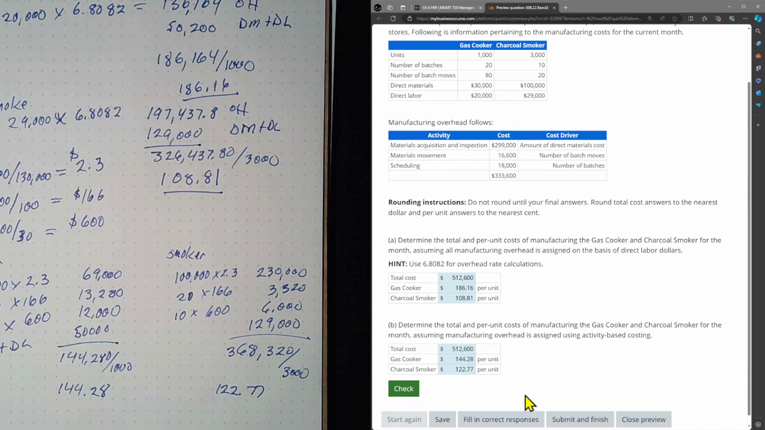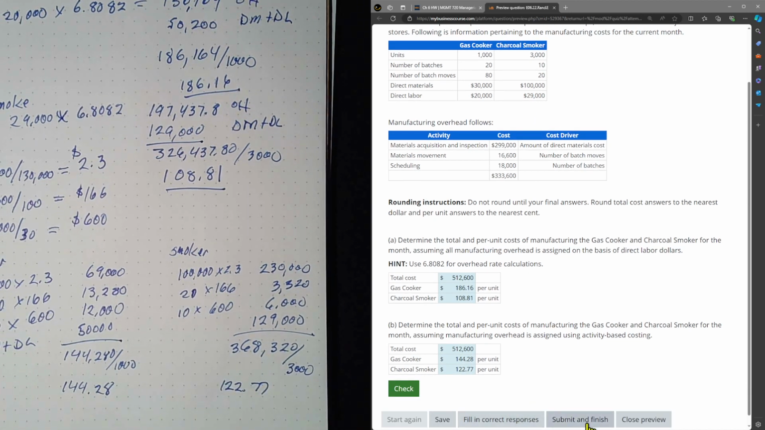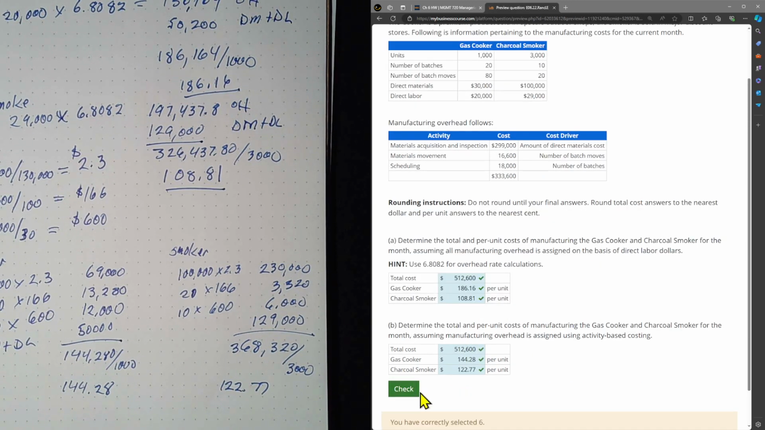I don't know. I think I may have done something wrong here, but let's check. Oh, nope. Right on the money with all of them. I was figuring that this didn't look quite right, but I guess it did. So going from one cost driver to the second cost driver, we are under costing the charcoal smoker. It actually costs us more than we realize to make it. So therefore our pricing is wrong. And the gas cooker is a lot cheaper to make than we thought, and so we could be pricing it too high. So that's the takeaway from that.